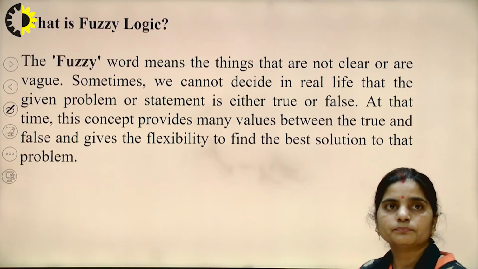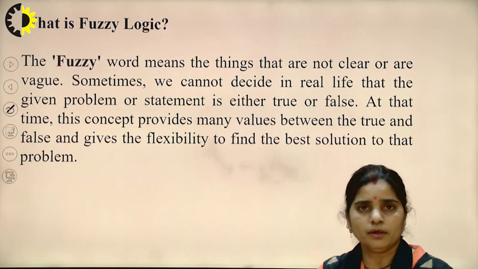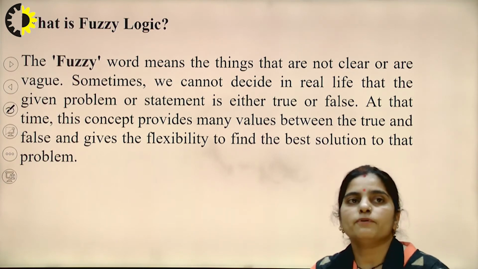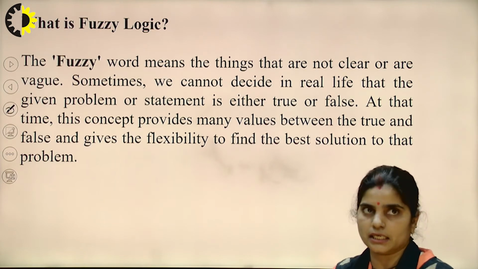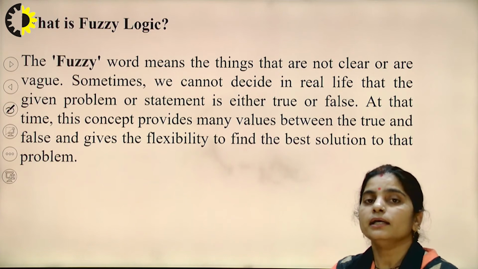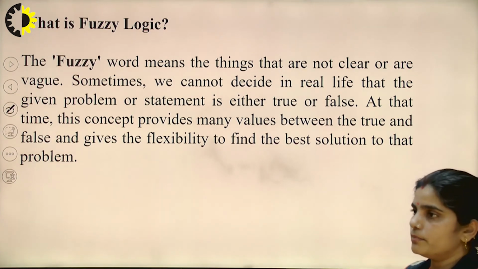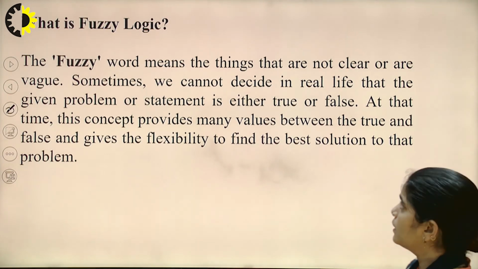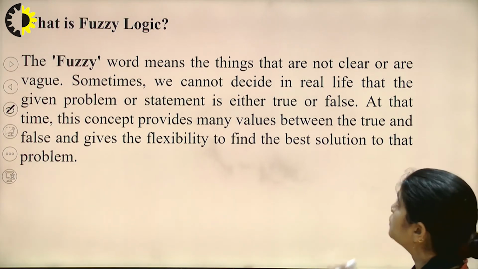Okay. Now I am going to discuss one of the most important topics. This is fuzzy logic. Fuzzy means the things which are not clear or which are vague or which are uncertain. So fuzzy logic basically is used to identify the uncertainty in particular data or in particular real world problems. So sometimes what happens, we cannot decide in real life if the given problem or statement is either true or false.